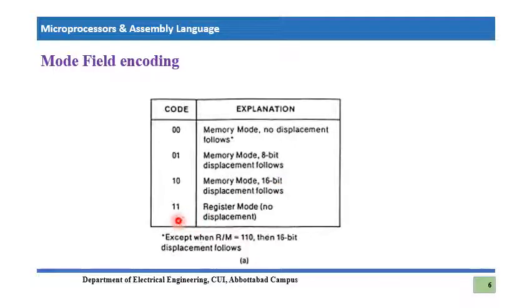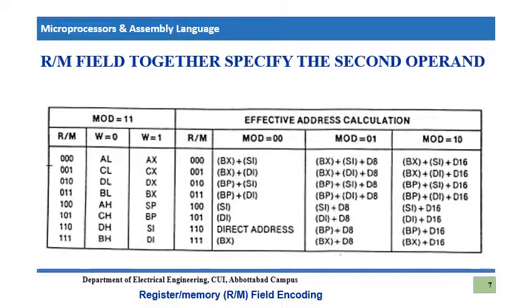And 11 is totally different. These were 3 different memory modes, but now we are talking about register mode. Of course we know that in register mode there is no need for displacement, as displacement is concerned only with memory mode. So 11 is totally register mode. These are different encodings we are going to use in converting assembly code into machine code. Let's see how we will use them.